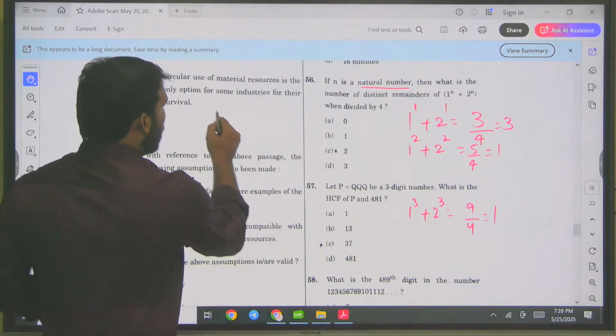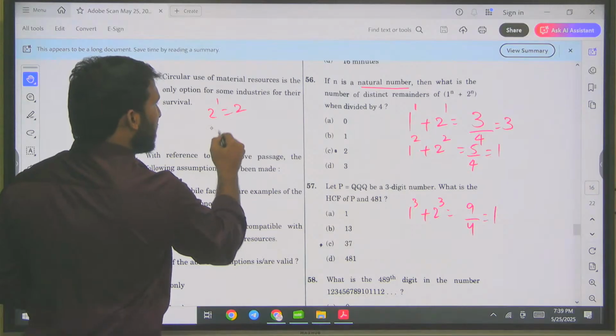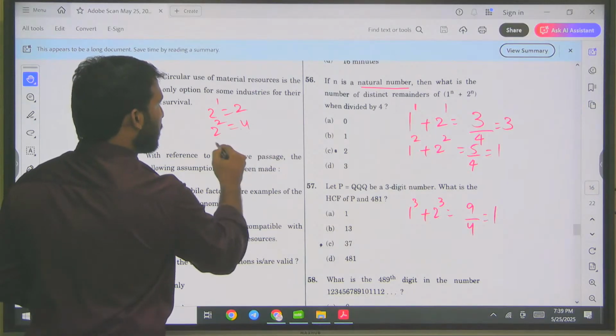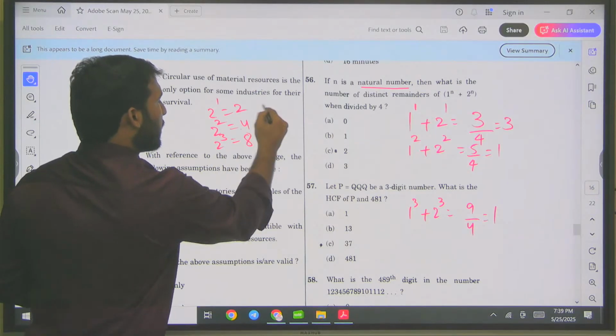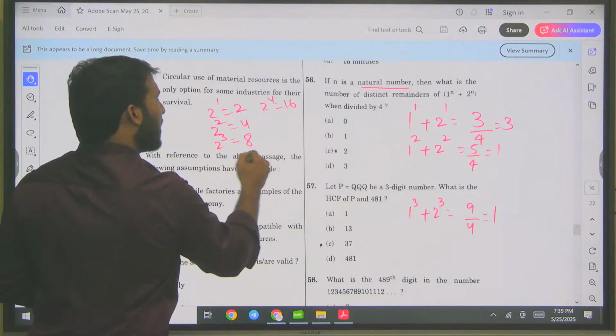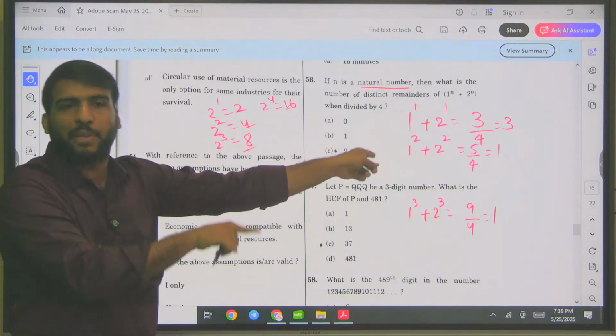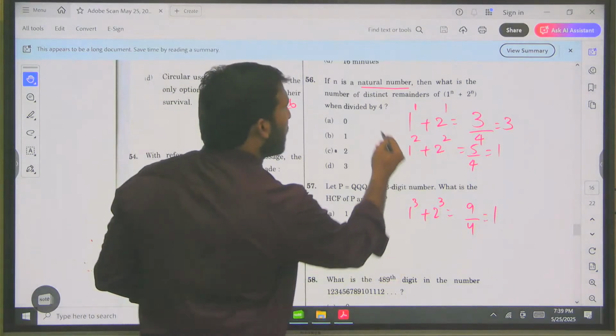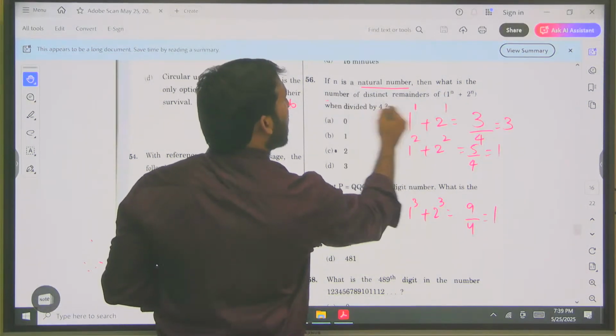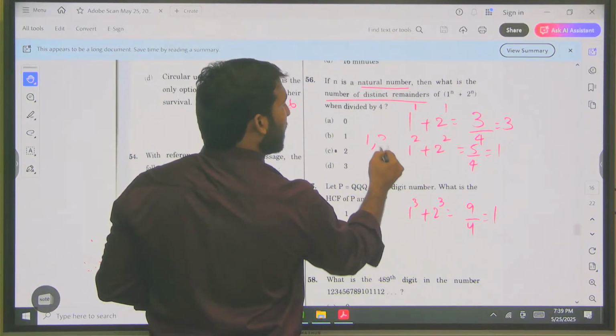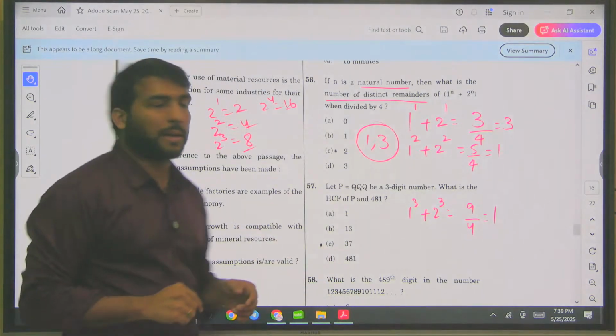Now, if we know the powers, we will get our answer. Every power of 2 from here on is exactly divisible by 4, but the only thing is it is added with plus 1. Then what are the possibilities? The number of distinct remainders will be 2: 1 and 3.